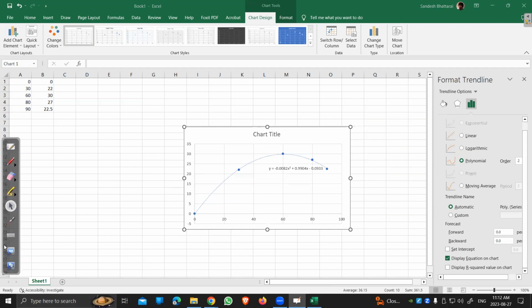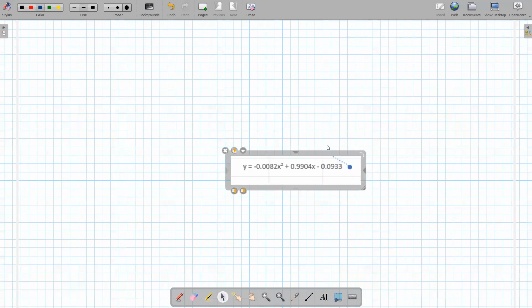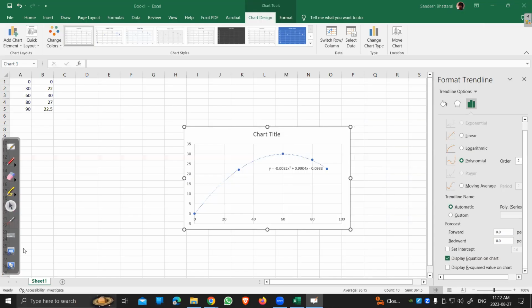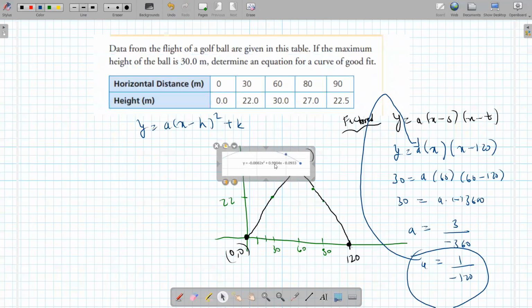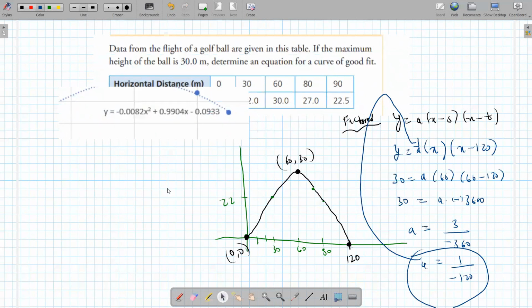Now, is that the same thing as what we got? Let's see. So this is what we have. Where did it go? So let's double check. Again, we have the right answer. I just want to show you the difference between using technology and using by hand. So our equation was y equals 1 over negative 120 x times (x minus 120). Yeah, you see that?